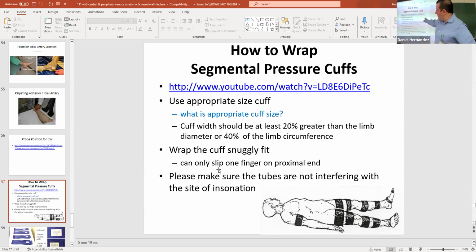So I think that's one of the questions on your little lab cheat sheet or that we ask on the lab handout. You want to wrap the cuffs to fit snugly, so you can slip only about one finger in the proximal end of that cuff. And make sure that the tubes are not interfering with the site that you need to insonate or listen to the vessels. Sometimes you might have the tube running directly across the top of the foot. You want to move the tube over to the side a little bit so it's not interfering where you have to listen.